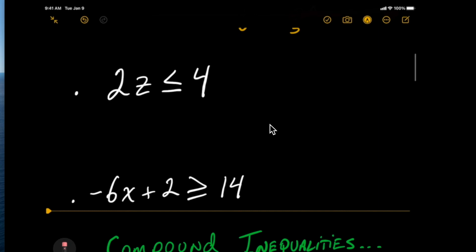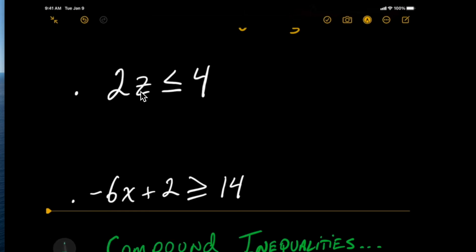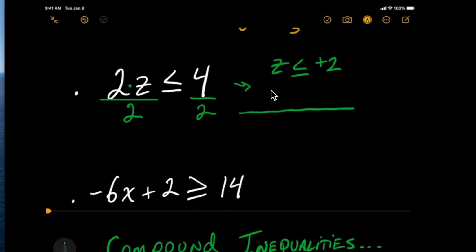Next one. Again, not quite solved for the variable. We have a neighbor. What's happening between the neighbor and the variable? Multiplication. Because there's multiplication going on, we do the opposite operation, which in this case is division, and we end up with z is less than or equal to +2. Notice, we did not flip the sign because we are dividing by a positive number. We have now solved for z. We are ready to go to our number line.